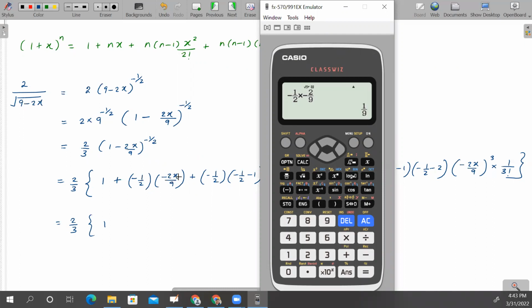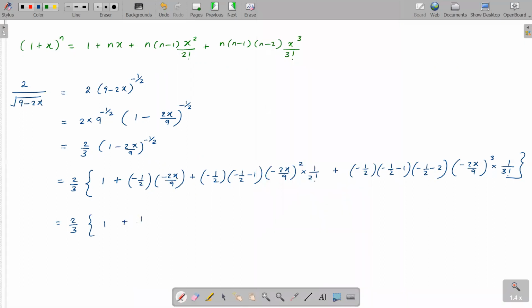What's the x value here? It's x plus 1 over 9x. Do you agree? Can you understand this part? This is the answer here. Okay, now let's type the next term.